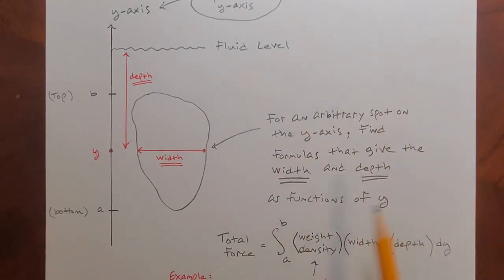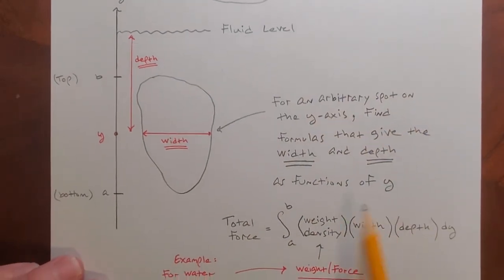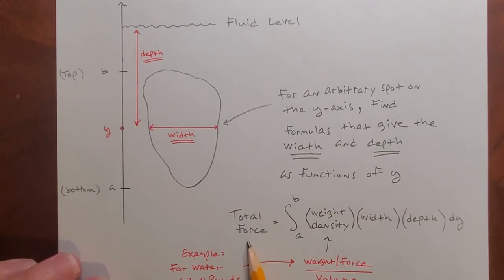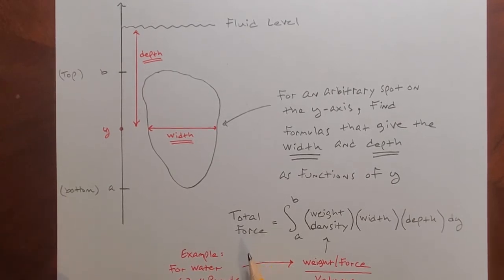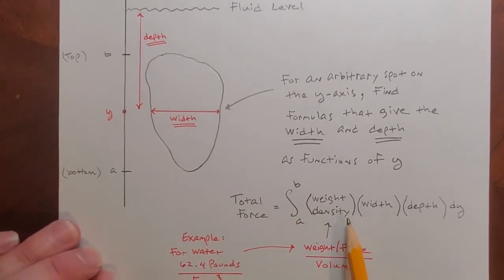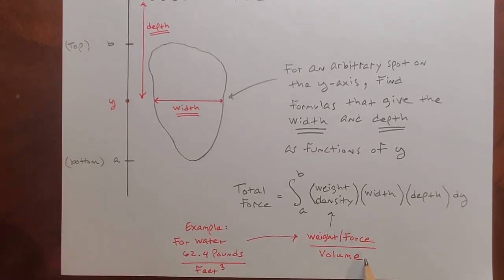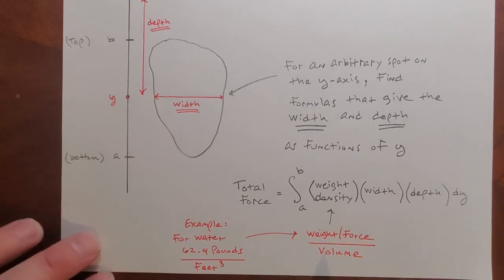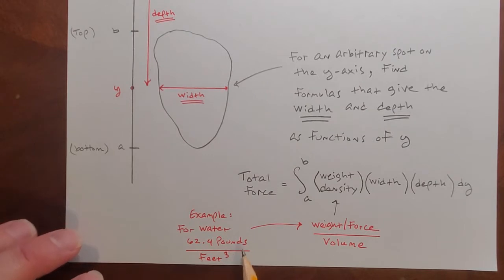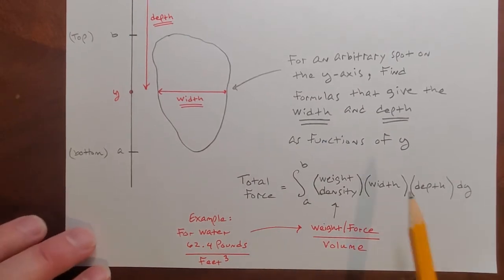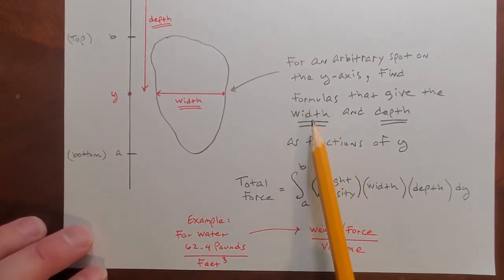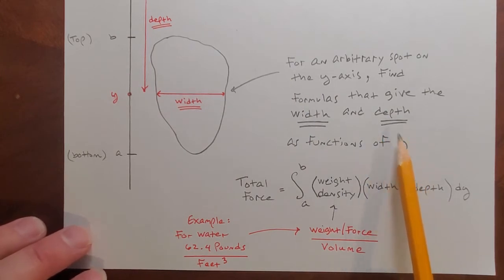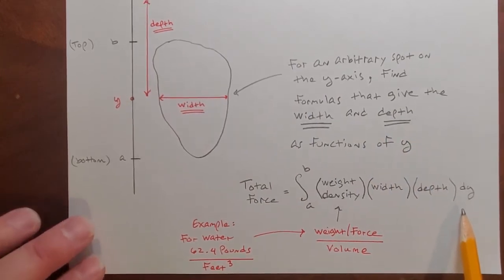Now, if you can do all that, then here's the total force as a result of fluid pressure. It's the definite integral from A to B. We'll need to have the weight density of the fluid. Okay, so that's like force over volume or weight over volume, okay? Water is 62.4 pounds per cubic foot, for example. Then times this width function, and then times the depth function, and then dy, okay?